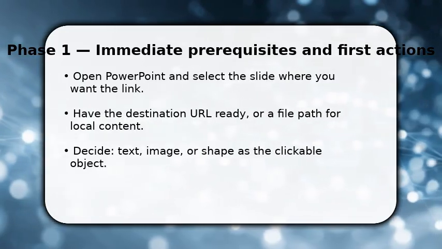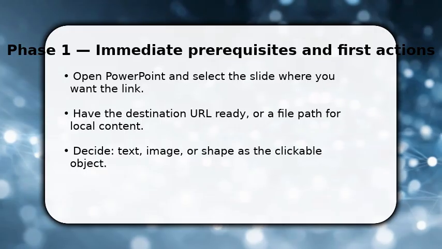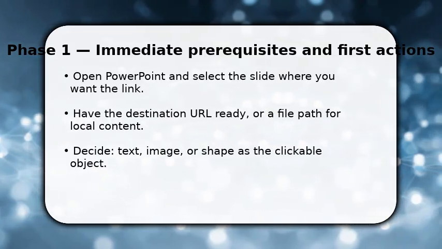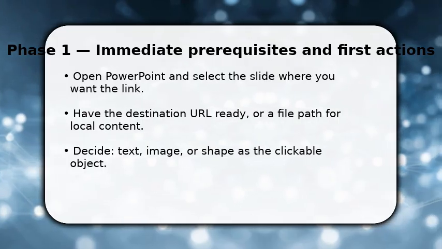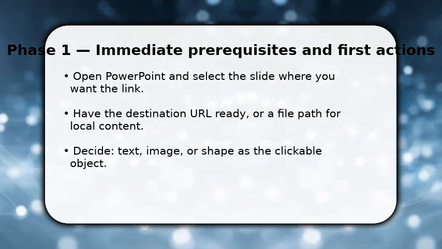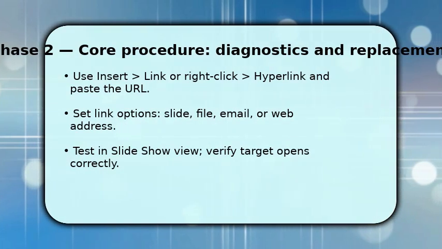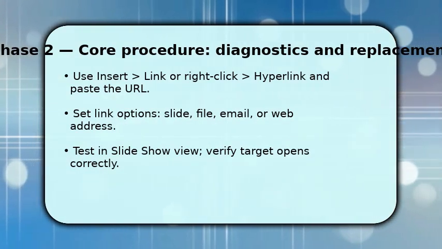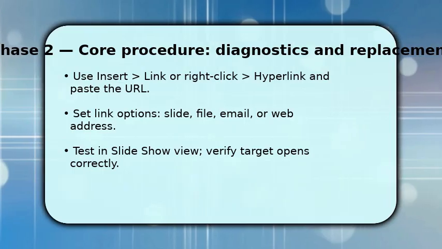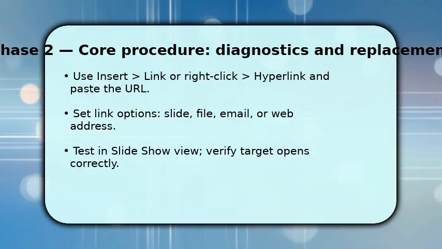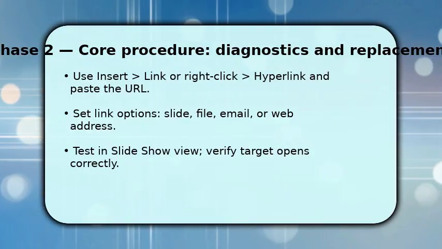You do this now because embedding the link before finalizing visuals prevents design shifts later. Make sure the object has clear visual affordance so the recipient knows it is clickable. Once the link dialog is open, paste the URL into the address field and choose the link type, web, file, slide, or email, based on your goal. After inserting, add descriptive link text or apply a subtle underline so the link is discoverable in the presentation.